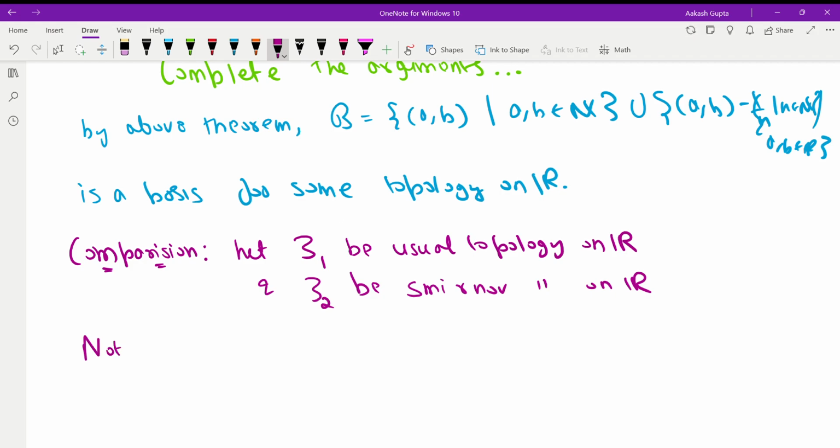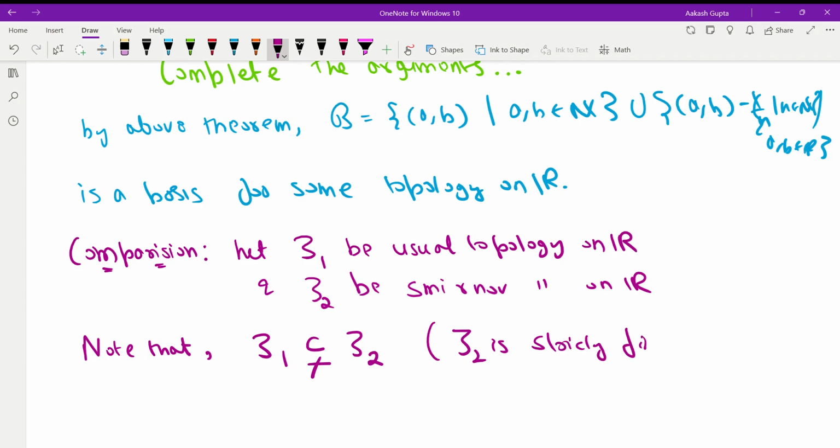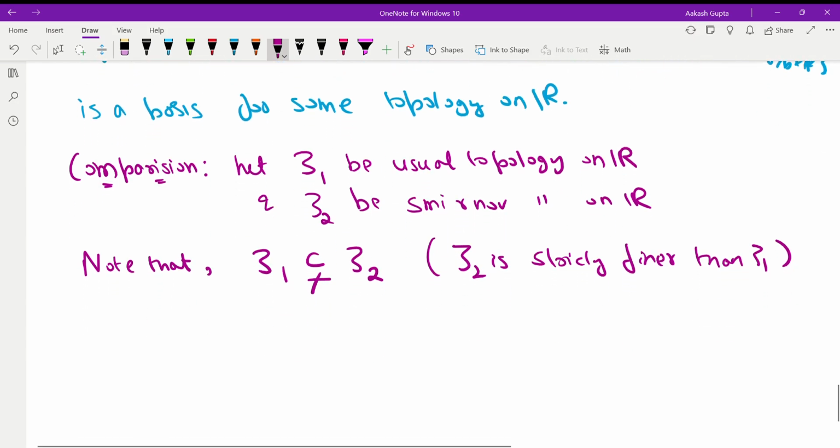Note that tau 1 is contained, actually properly contained, in tau 2. So tau 2 is strictly finer than tau 1. Let us see why.